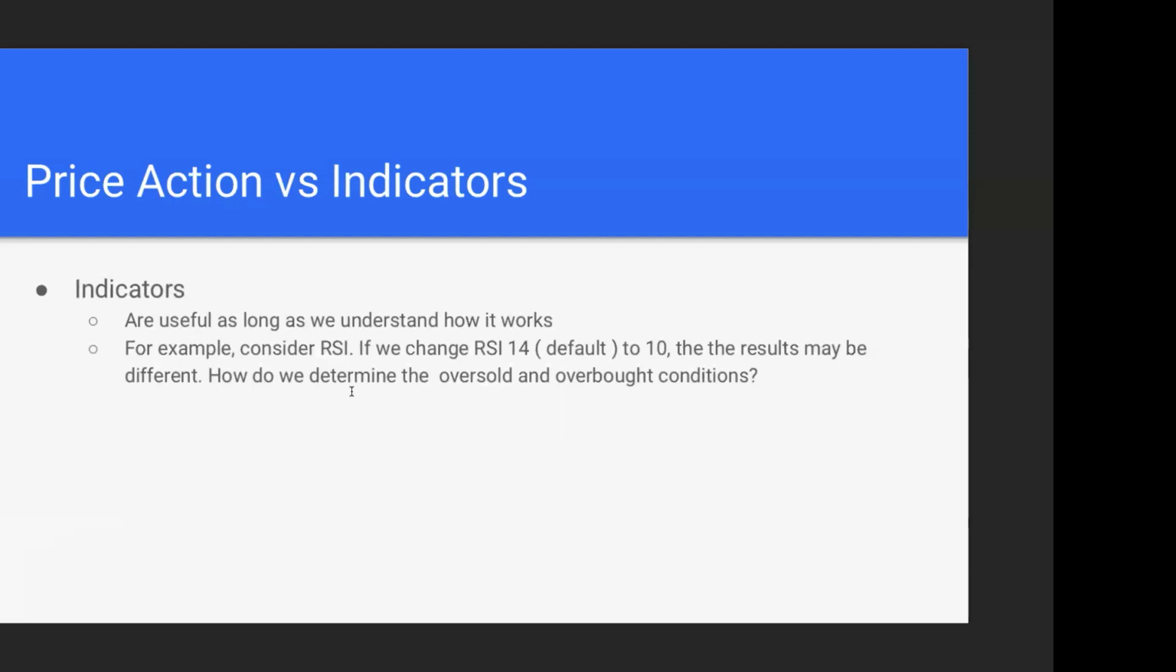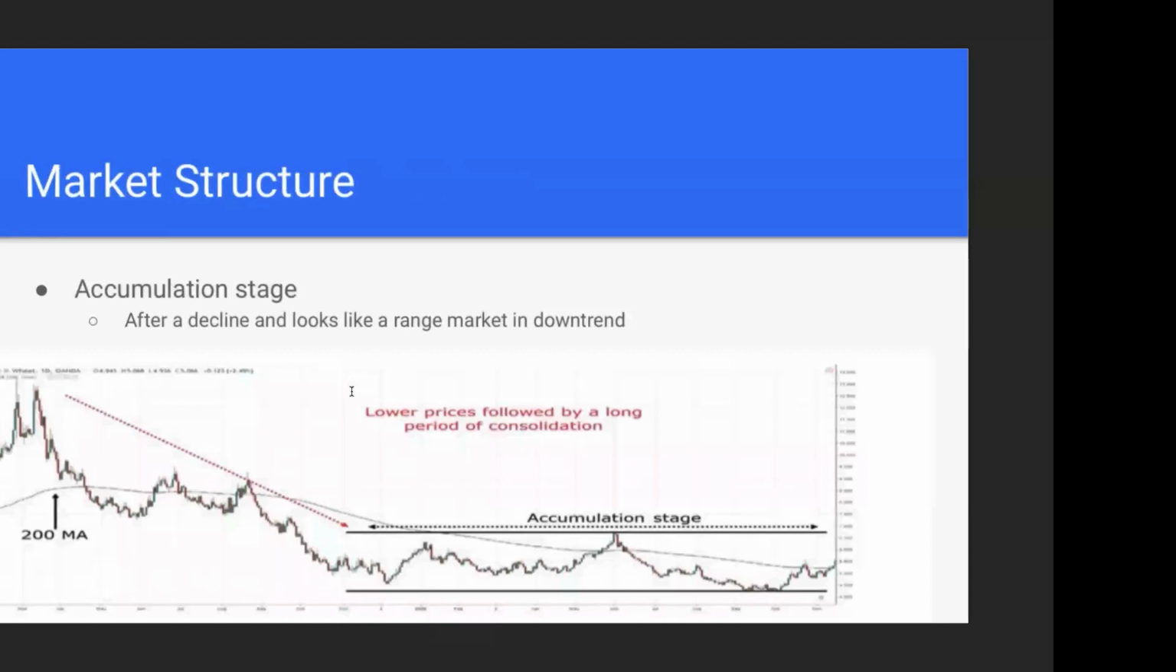So as I mentioned, indicators are useful as long as we understand how they work. So that's one thing. Next, we are going to talk about the market structure. How does the market work, right? The market consists of 4 stages, guys. The number 1 stage is called the accumulation stage. What happens is, after a decline, let's say the market is in a downtrend, or a particular stock or SPY is in a downtrend, it's not going to go straight up like a V curve, right? It is going to accumulate. That means it will be like a range market in a downtrend. So that is when your moving averages all get flattened out.